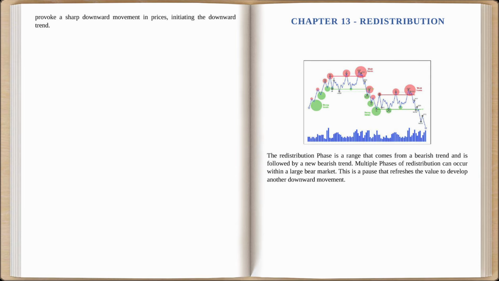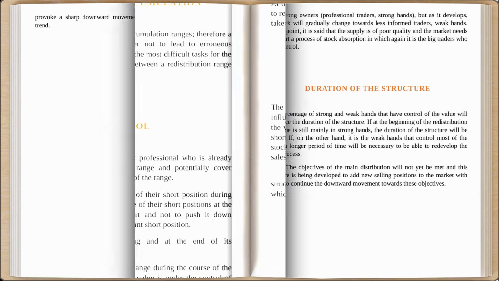Chapter 13. Redistribution. The redistribution phase is a range that comes from a bearish trend and is followed by a new bearish trend. Multiple phases of redistribution can occur within a large bear market. This is a pause that refreshes the value to develop another downward movement.